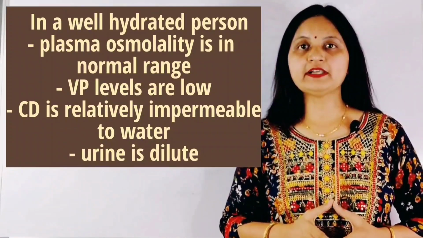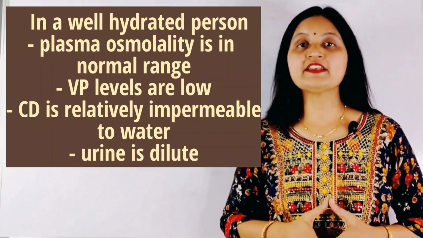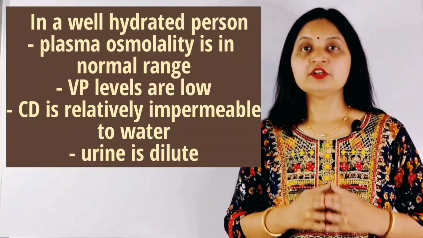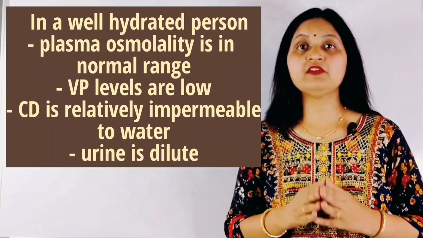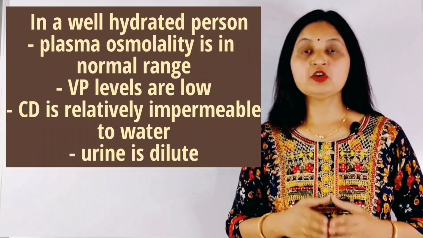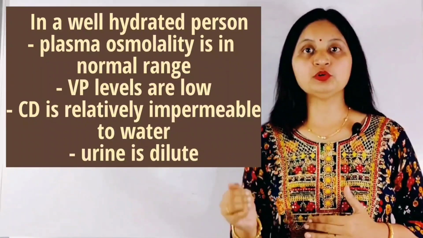In a well-hydrated person, the plasma osmolality is in the normal range and the vasopressin levels are low. Due to reduced vasopressin levels, the collecting duct is relatively impermeable to water. So, this causes increased excretion of water, causing dilute urine.